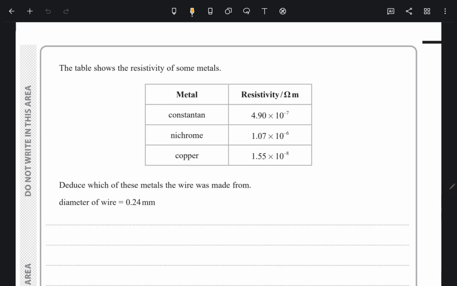The diameter of the wire is 0.44 millimeters. I want to convert this to meters first, 0.44 times 10 to the power minus 3 meters. So the idea is to find the resistivity of the given metal wire and then compare with the metals in the table. The one with the closest value will be our wire.